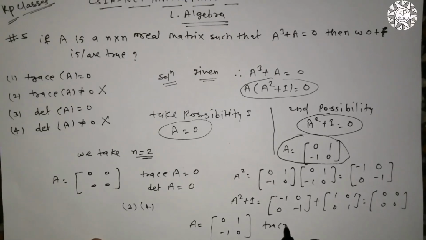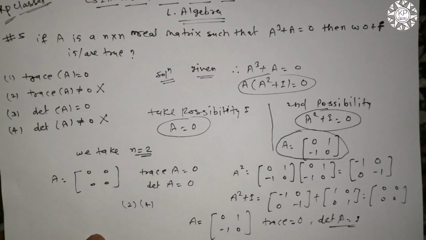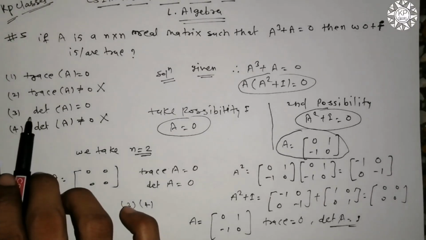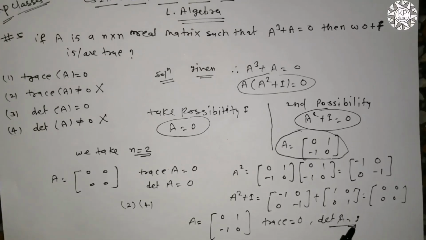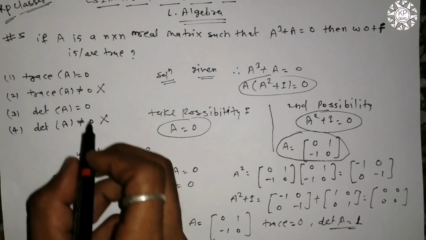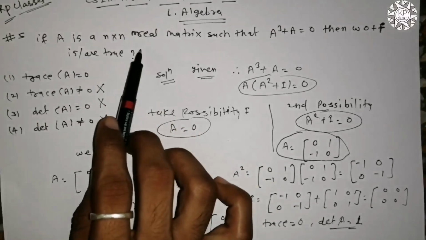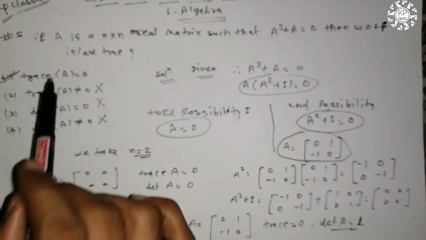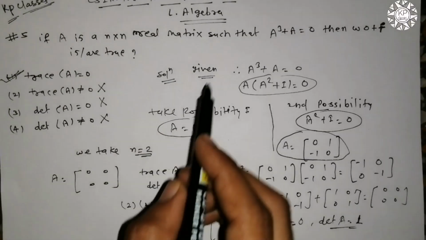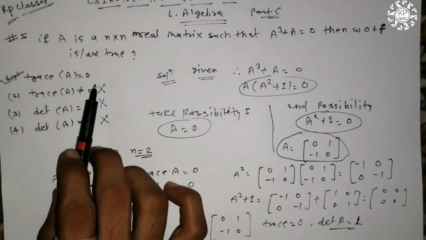Here trace equals 0 and determinant is 0 plus 1, that is plus 1. In the third option, determinant of A equals 0, but taking this matrix we get determinant of A equals 1, so option third is also discarded. So the only possible answer to this question is the first, trace of A equals 0. This is a part C problem and only the first option is true.